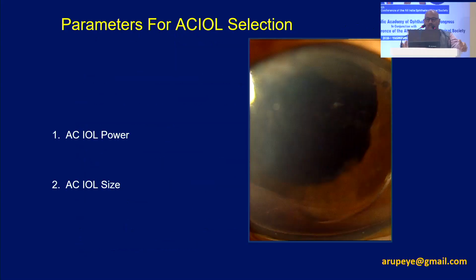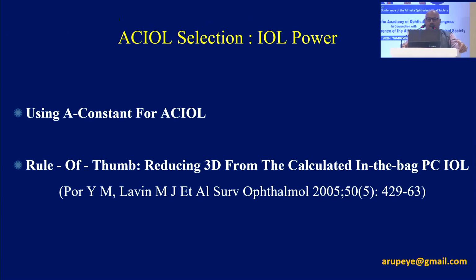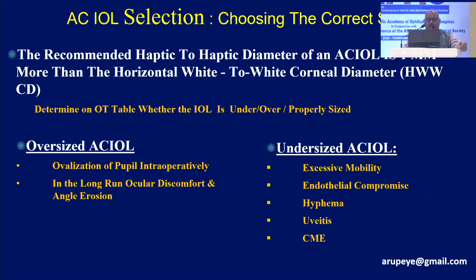There are certain selection criteria, for example, what should be the power of the AC lens and what should be the sizing. As regards power, when you calculate the IOL power during your optical biometry, you can use the A constant for the ACIOL. In case it is a sudden decision and you have not really calculated for the ACIOL, there is one rule of thumb, published in the Survey of Ophthalmology in 2005: you reduce 3 diopters from the calculated back PCIOL power. But I would suggest that you use the A constant in your lens calculation formula.